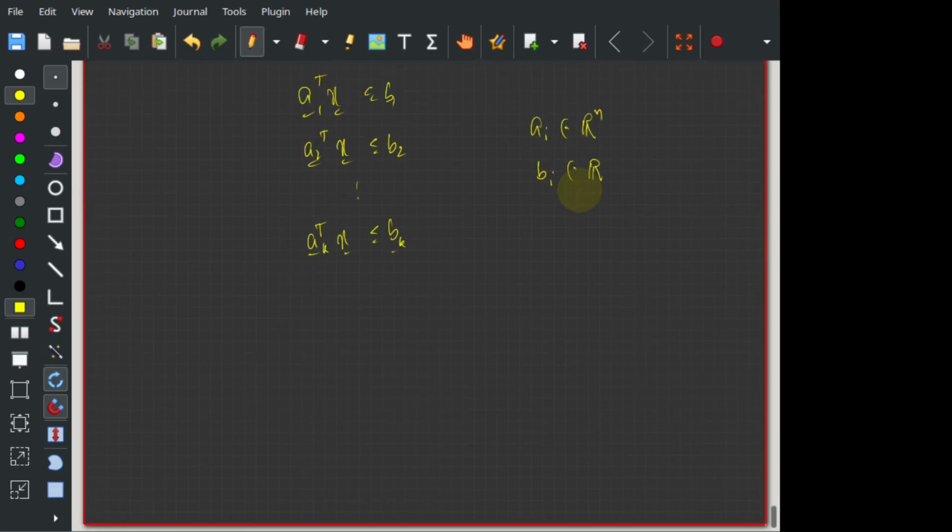There are different scenarios that can arise, right? So let's look at R2 and take one such constraint. In R2, what does a1 transpose x less than or equal to b1 look like? You draw a line. It's going to be one side of a line, maybe this side, depending on what a1 and b1 are. It's this particular region.